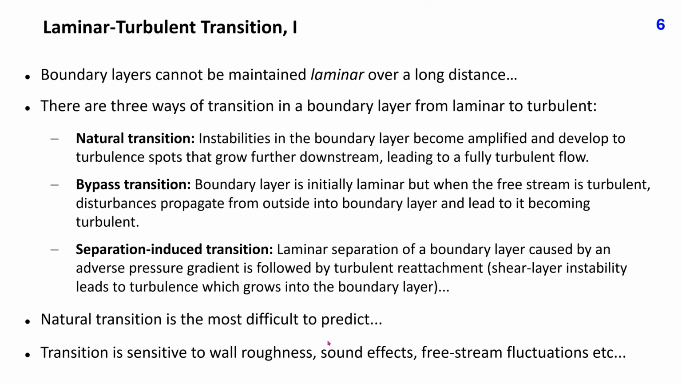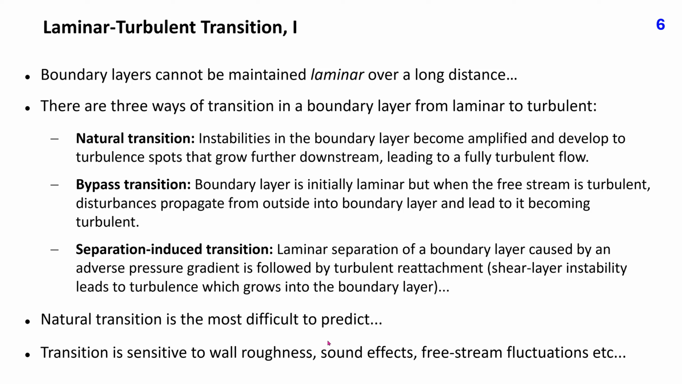One is the natural transition, in which instabilities in the boundary layer become amplified and develop into turbulent spots that grow further downstream, leading eventually to a fully turbulent flow. Another possibility is the bypass transition. An initially laminar boundary layer becomes turbulent when the free stream away from it is turbulent. Disturbances from outside propagate into the boundary layer and lead to it becoming turbulent.